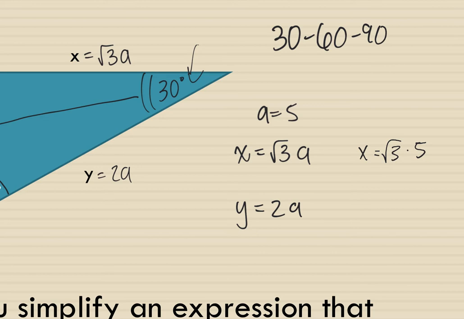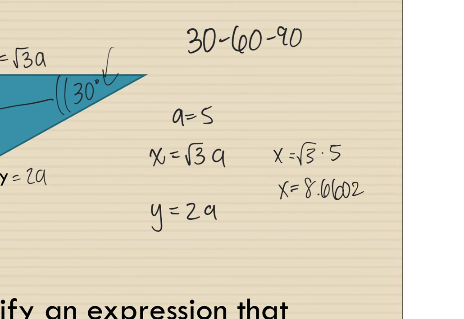Times 5. Did you get 8.66? No. Did anyone get 8.66025? No. 8.66025... and then it's x equals 8.7 because we're rounding to the tenths place.